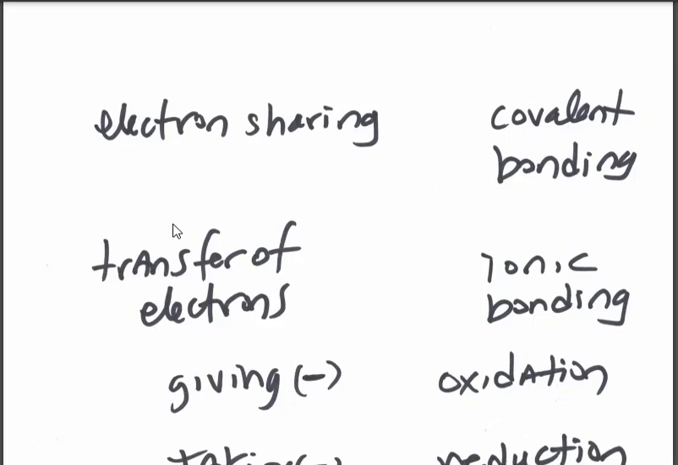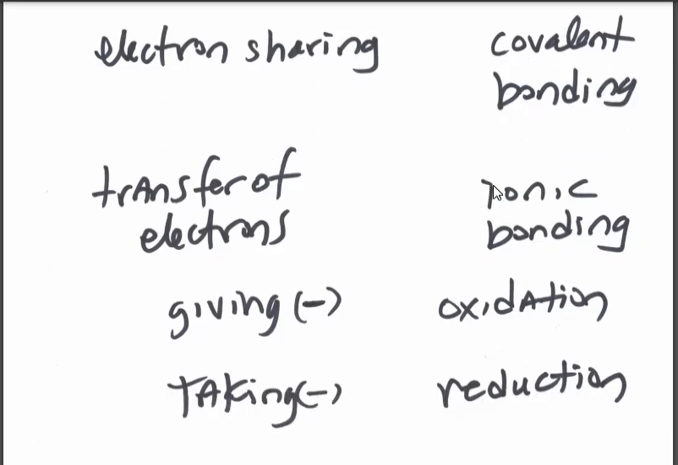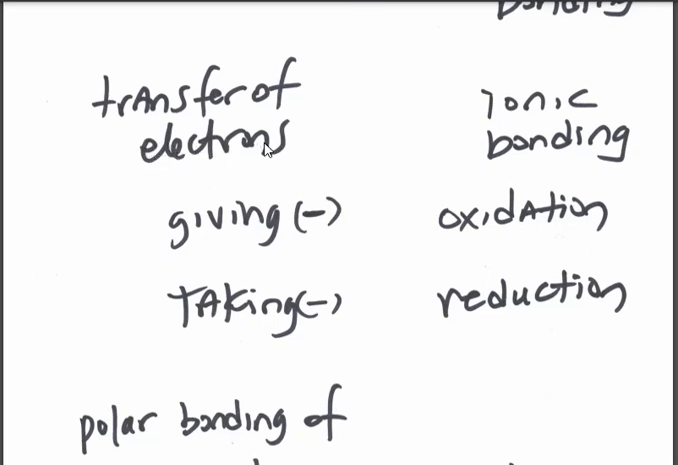Welcome back. We're doing a Principles of Biology low-tech review. When electrons are shared between atoms, what is this called? What kind of bonding is this? When there is a transfer of electrons, we say this instead. If electrons are given away, it is called this. If they are being taken, it is called this.